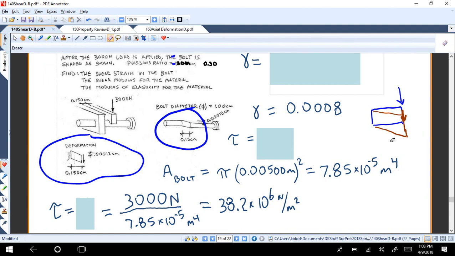And the thing looks different now. It's not a rectangle anymore. It's more of a parallelogram kind of thing. And then you've got the dimensions for that over here.